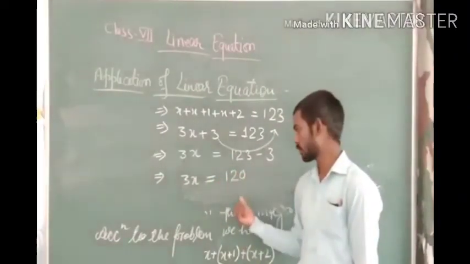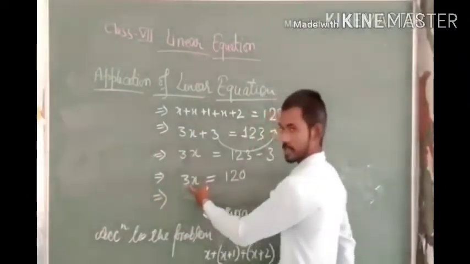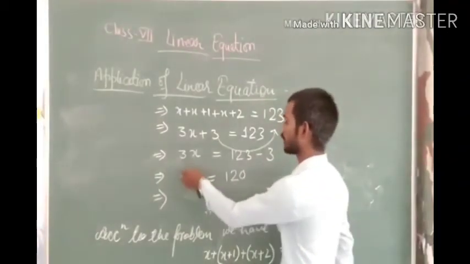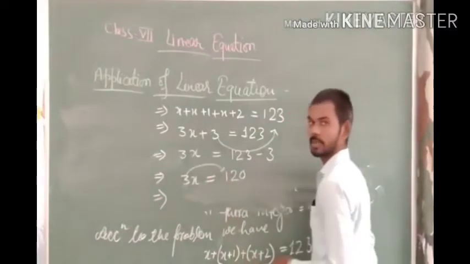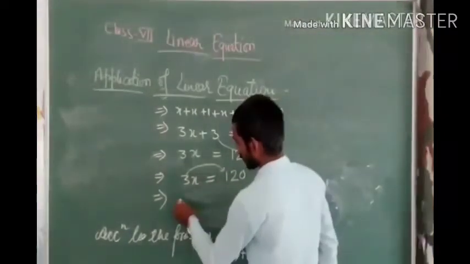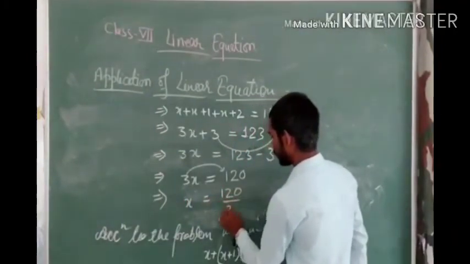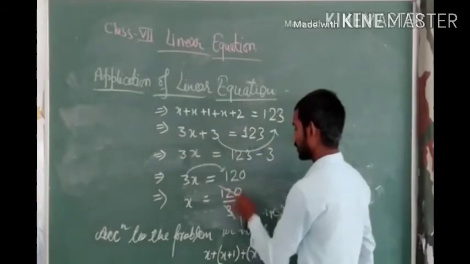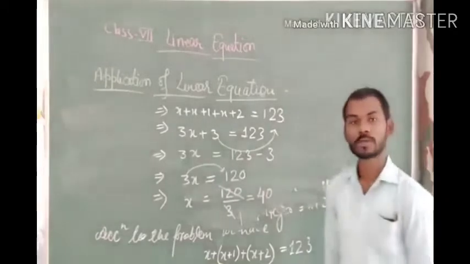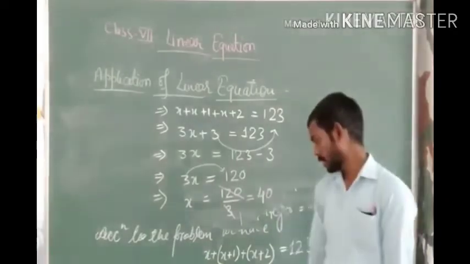123 minus 3 is equal to 120, and 3 is multiplied with x. So when 3 goes to the right side, it becomes divided. So we get x is equal to 120 upon 3. 3 ones are 3, 3 fours are 12, and we get 40. So the value of x is equal to 40.